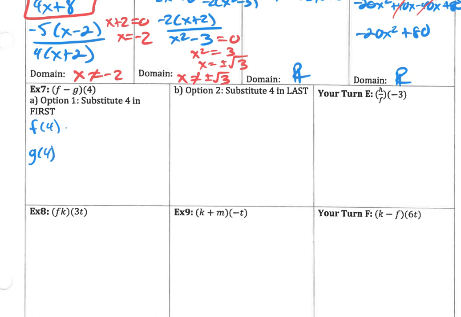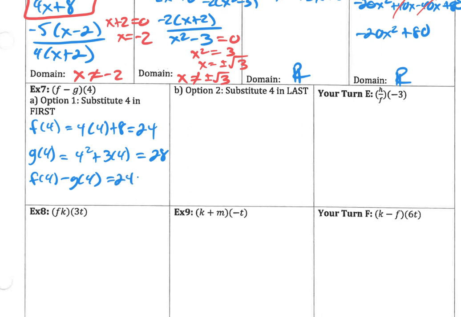So for f of 4, if we plug in a 4 for that x, then instead of 4x, we have 4 times 4 plus 8, and we end up getting 24. And then for g of 4, instead of that x squared, we have a 4 squared plus 3 times 4 instead of 3 times x, and that's going to end up being 28. And then because we're subtracting, again, we're going to do f of 4 minus g of 4, which is 24 minus 28, and that gets us a negative 4 for our final answer.